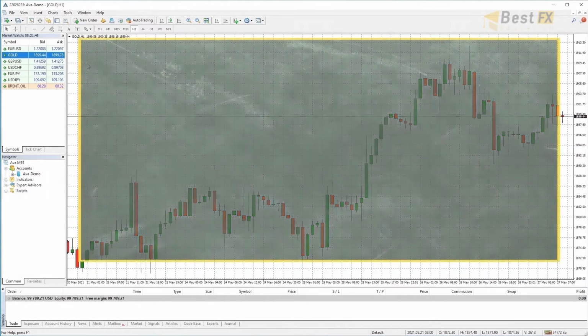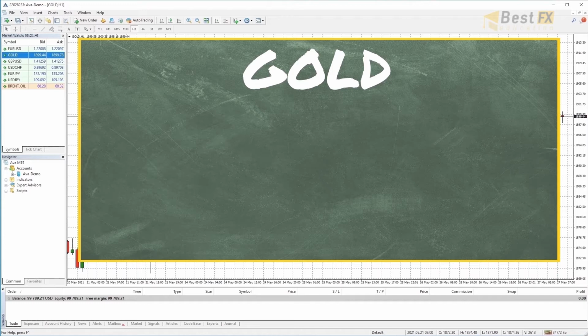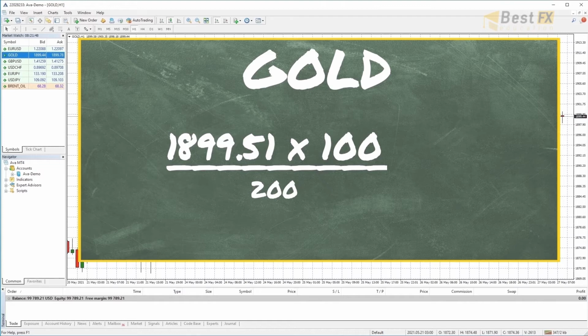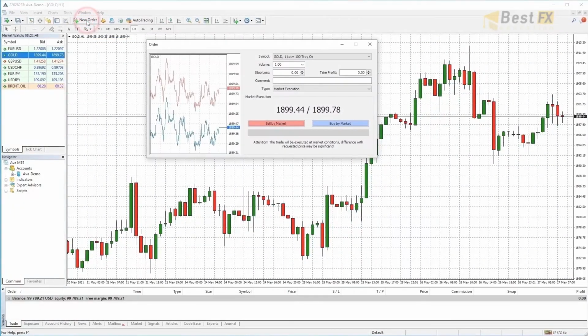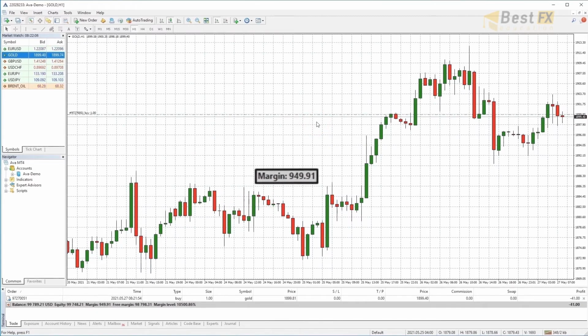We will now use an ounce of gold. The maximum leverage offered in an ounce of gold is 1 to 200. Let's make a calculation according to this. One lot in ounces of gold has 100 units of gold. This means that if we open a position of one lot of gold, we'll be using an amount of 100 times $1,899.51. Because our leverage is 200, we need a margin level of 1 to 200, which is $949.91. Let's open a position and see what happens. As you see, we open a position of 100 ounces and our equity falls by only a margin of $949 US dollars.